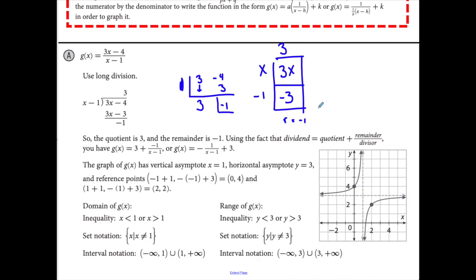So you can divide however you want, but we do need to recall our polynomial long division skills. And I know it's understandable, but I know we haven't done that in a while. Okay, so here the quotient is 3 and the remainder is negative 1, no matter how you do it. So we rewrite it using this rule that we did for long division.